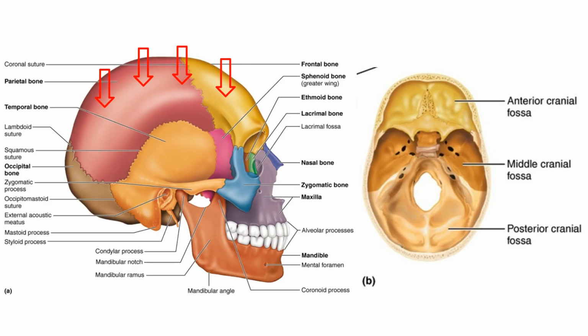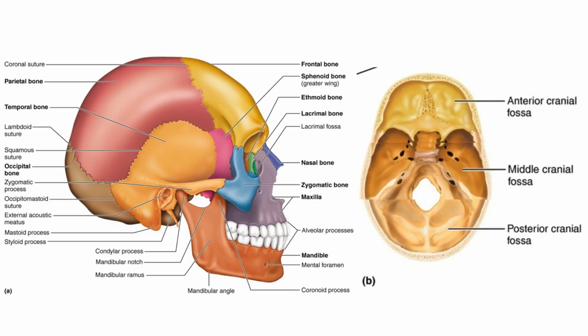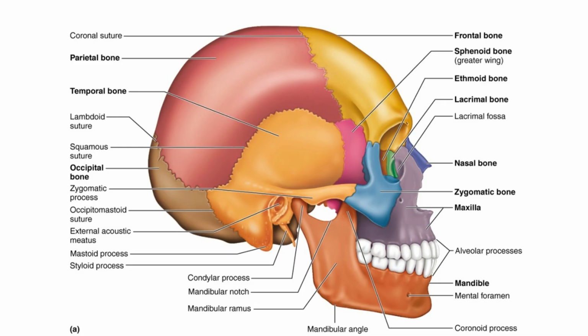The cranium. Cranial vault or calvaria, superior, lateral, and posterior walls of the skull. Cranial floor or base, anterior fossa, middle fossa, posterior fossa. Sutures of the skull. Coronal suture, between parietal and frontal bones. Sagittal suture, between parietal bones. Lambdoid suture, between occipital and parietal bones. Squamous suture, between parietal and temporal bones.